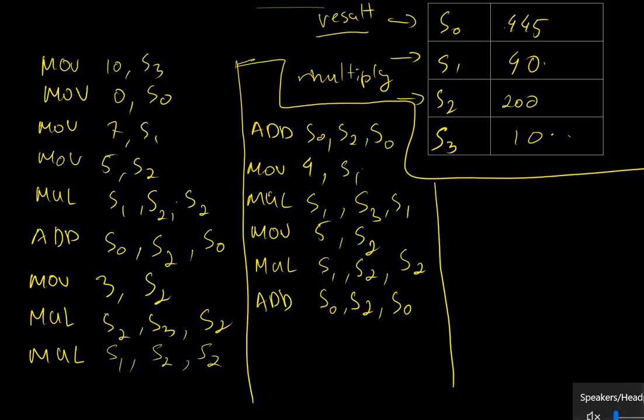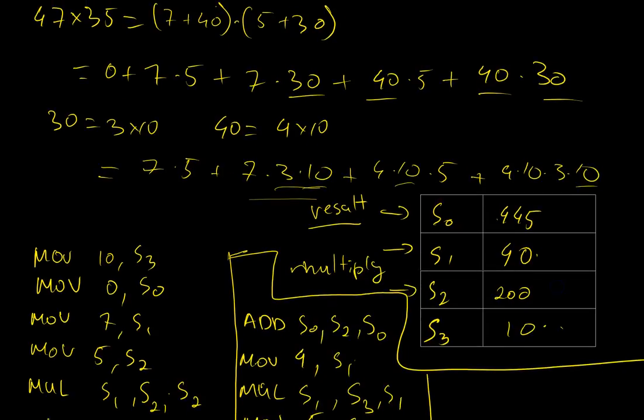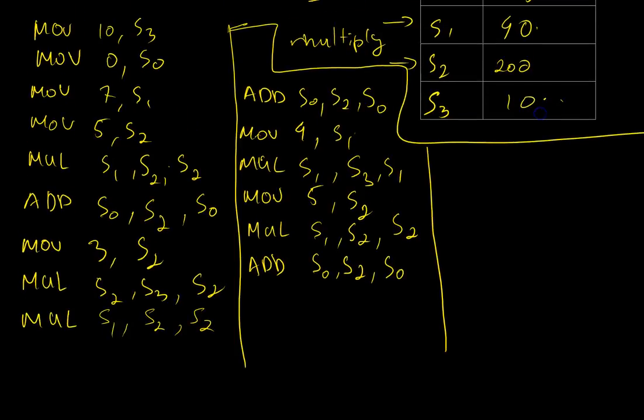And we only have one more term left, or one more expression to evaluate, which is the 40 times 30. So let's move 30 into one of our slots again. So we're going to move 3 into S2, just like before. It's essentially the same thing we did here. We're going to move 3 into S2. Then we're going to multiply S2 by S3, which is 10, and store that back in S2. So now we have 30 in there.